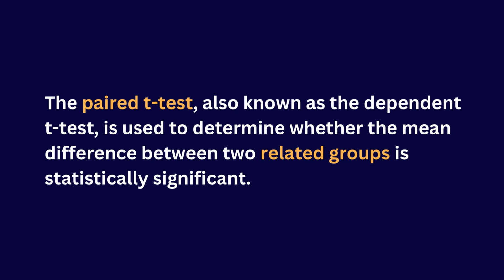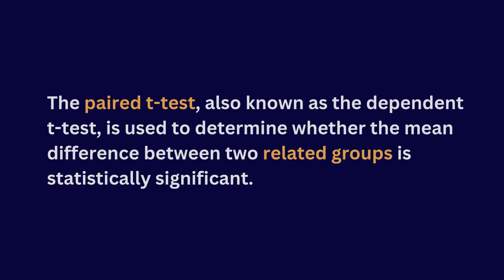The paired t-test, also known as the dependent t-test, is used to determine whether the mean difference between two related groups is statistically significant. The keyword here is related. For example, measuring the same group of participants before and after an intervention, or comparing the performance of matched pairs like identical twins. This test assumes that the differences between paired observations are normally distributed.